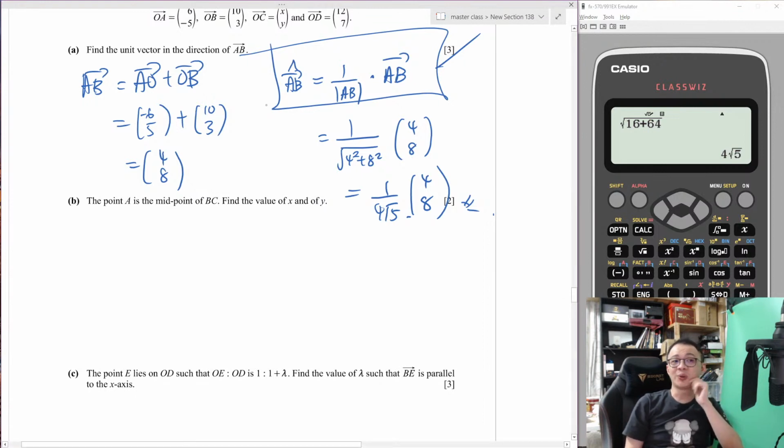May June 2021. Alright, so point A is the midpoint of the BC. Find the value of x and y.